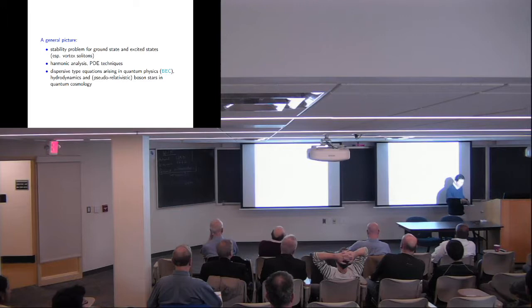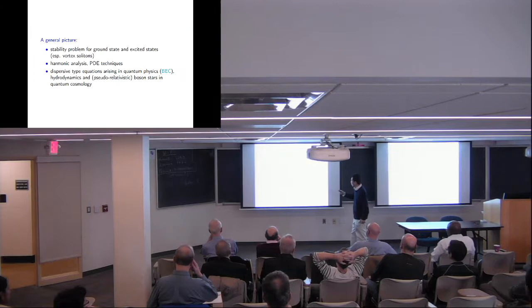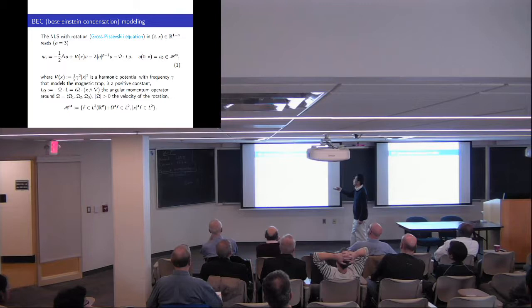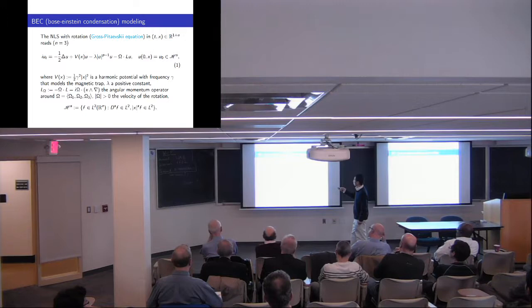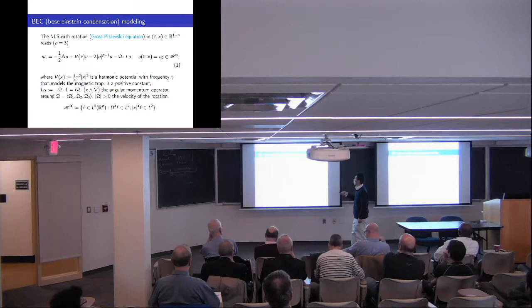Here's the equation we are looking at. This is the Laplacian, this is the derivative in t, and V is the harmonic trapping potential. You can trap those particles in a magnetic trap, so you can actually observe the condensate. And this is the nonlinear term. It comes from the interaction between the particles, so it is not external. The potential is external; we can produce it using laser beams.